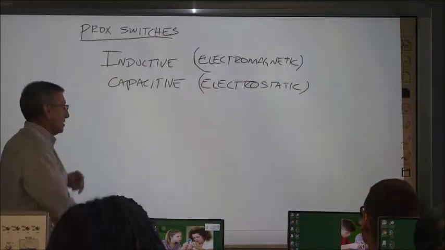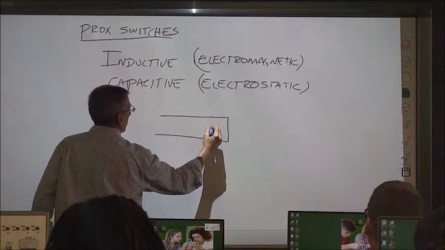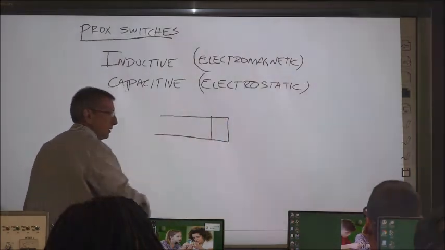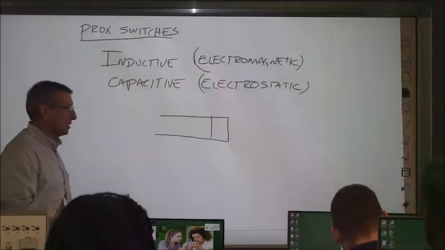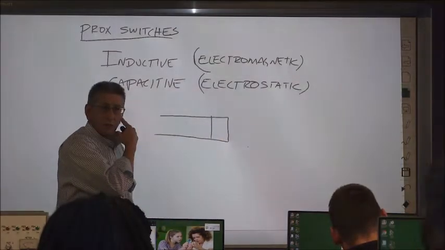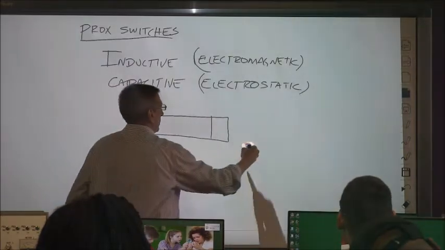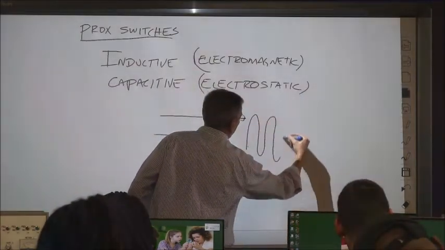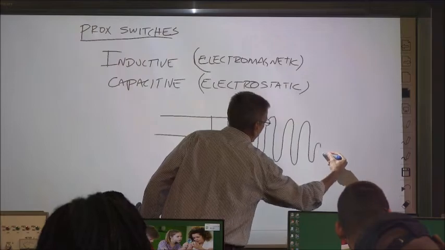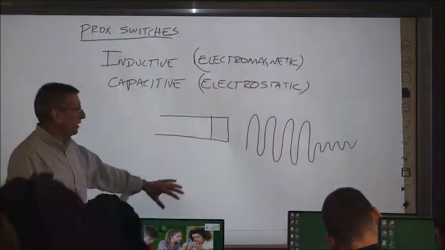There's an oscillator inside these things. Here's the prox switch, that's the head of the prox switch, but there's an oscillator inside. Everybody know what an oscillator is? It basically converts DC to AC. So there's basically this going on, not that you're seeing it, but that's what's going on.